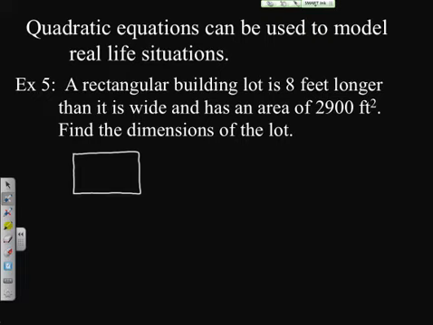Let's say this is the width, x, or some variable. That means this side is 8 feet longer, so x plus 8. And it has an area of 2,900 feet squared. Find the dimensions. So how do we find area? Well, area of a rectangle is length times width. So for us, that is going to be x times x plus 8. But we know the area is 2,900.